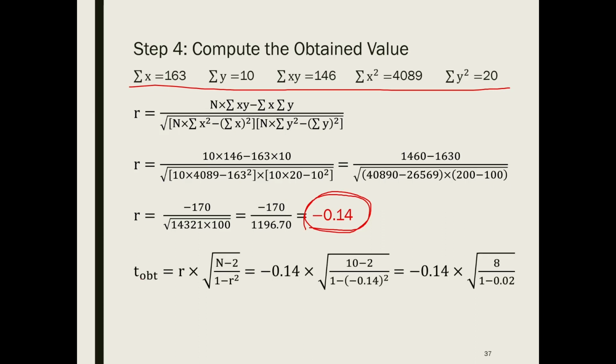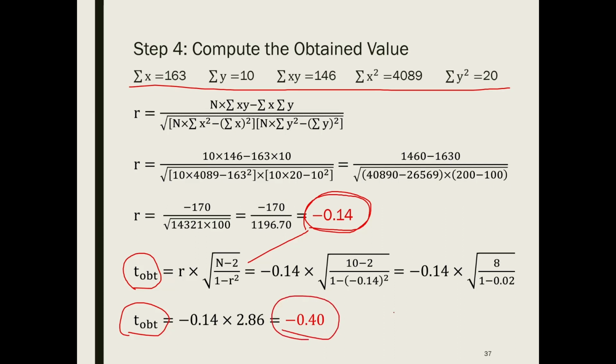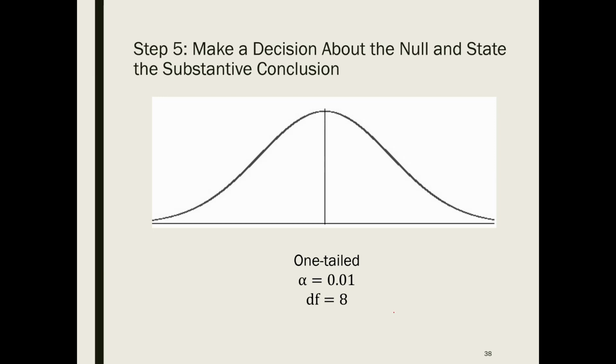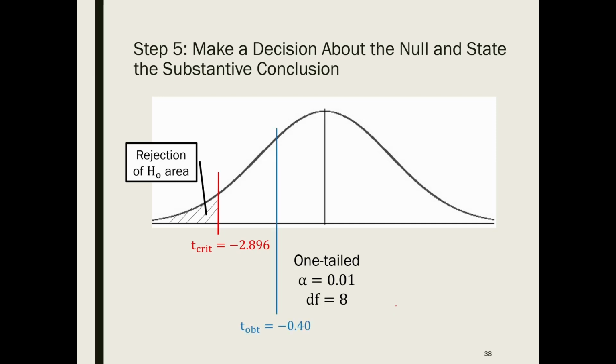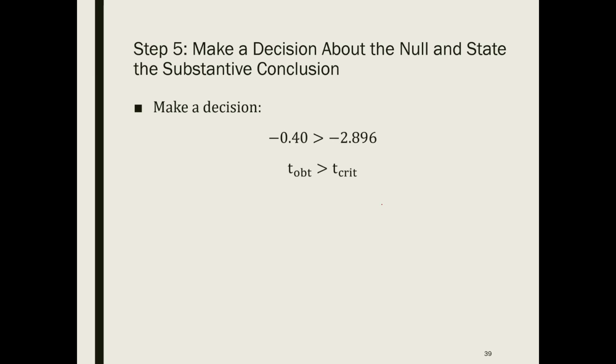Okay, what's the next step? So we use this r to calculate the t obtained, right? Again, carefully replace all the letters in this formula with those numbers, and use your calculator to calculate that. The t obtained we finally get is negative 0.40. So we can make a conclusion. Where is the t critical? It's negative 2.896. So where is our t obtained? Negative 0.40, which is in this area. That is not in the rejection area, so we have to what? Accept the null hypothesis.